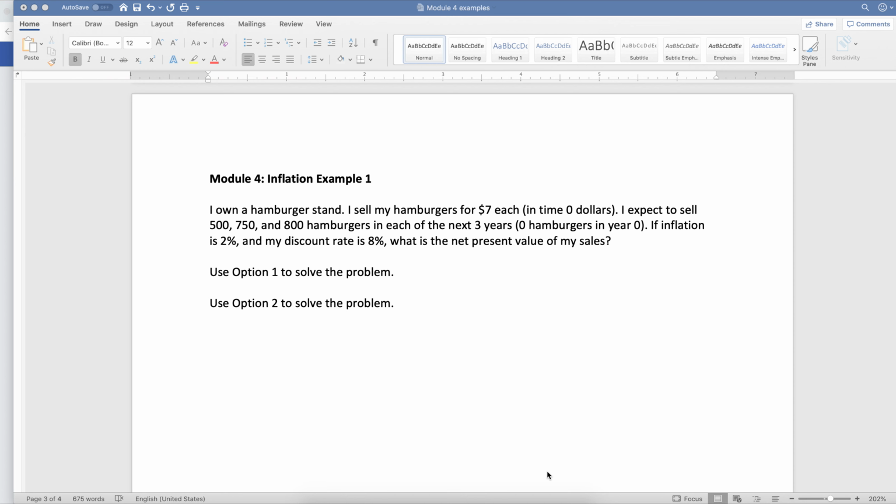Module 4, inflation example 1. We are going to do this in class, but I'm going to go ahead and make a little video of it so you can see how to do it. The example is this: I own a hamburger stand.